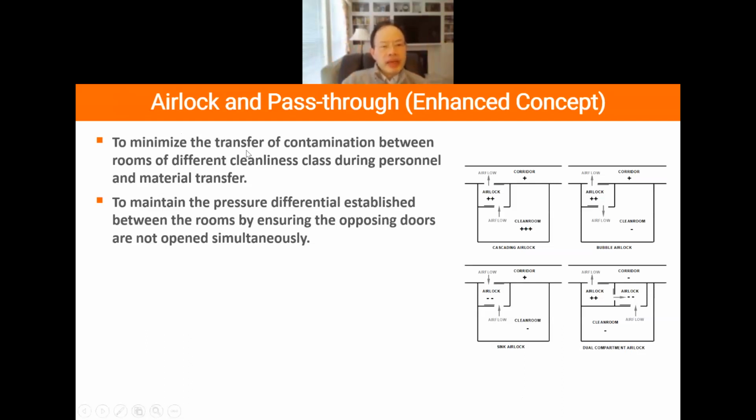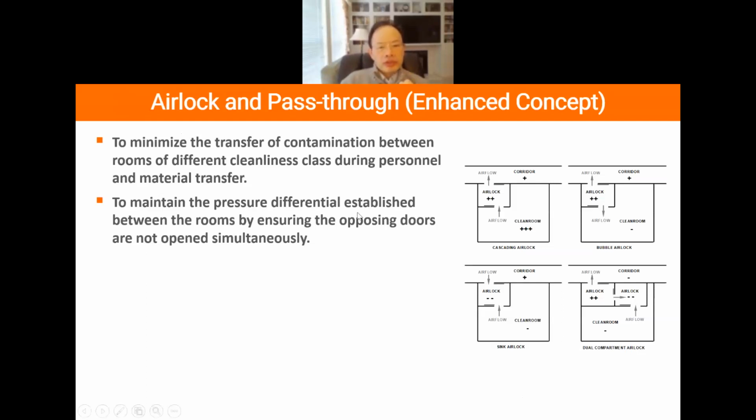One is to minimize the transfer of contamination between rooms with different air cleanliness during personnel and material transfer. Every time you open the door, or pass objects through, we actually have a particle exchange across the barrier. Could be an airlock or could be a pass-through. Particle migration will happen, and your effort is to minimize it.